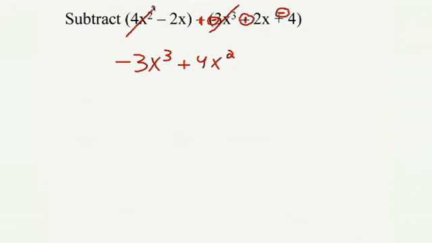Now I'm looking for x's. Negative 2x added to positive 2x is just 0. In particular, you don't write 0x, you just leave that term out altogether. And then finally, there's a negative 4 left over, so the final piece is negative 4. And so that's the final answer, negative 3x cubed plus 4x squared minus 4. And pretty much that's all there is to addition and subtraction.